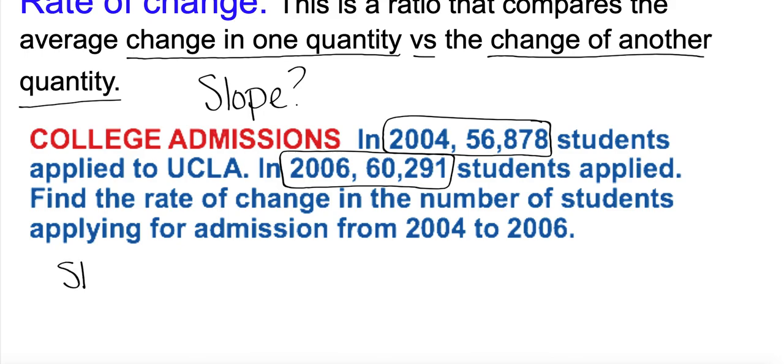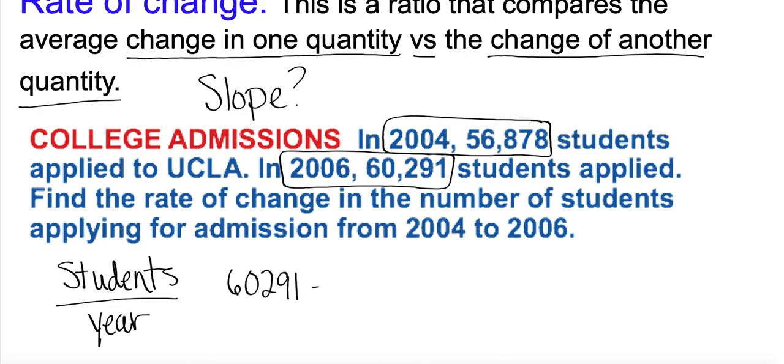Maybe you want to think about how it should be arranged. So it's students per year for my rate of change. Okay? Let's find the change in students first. So that's going to be 60,291 minus 56,878. Okay? Which if you just throw it in a calculator quick, you get 3,420.